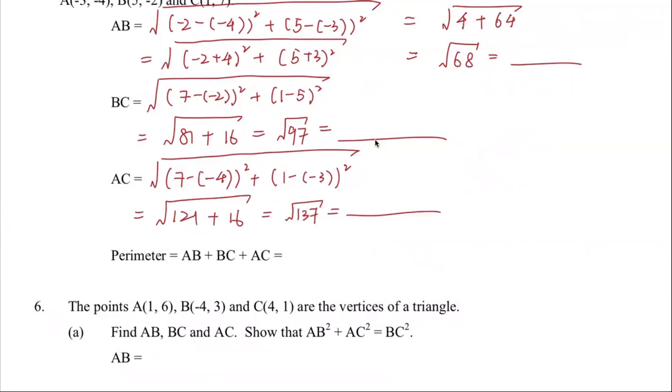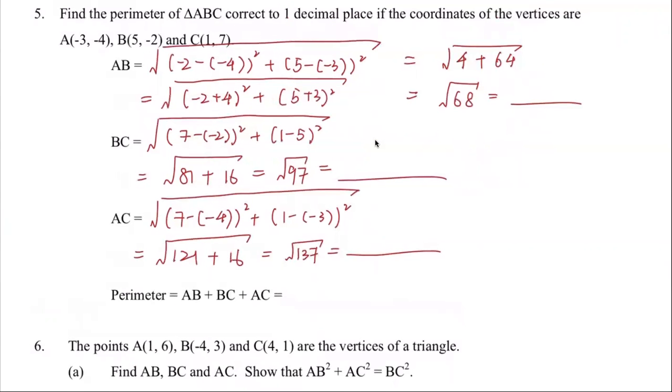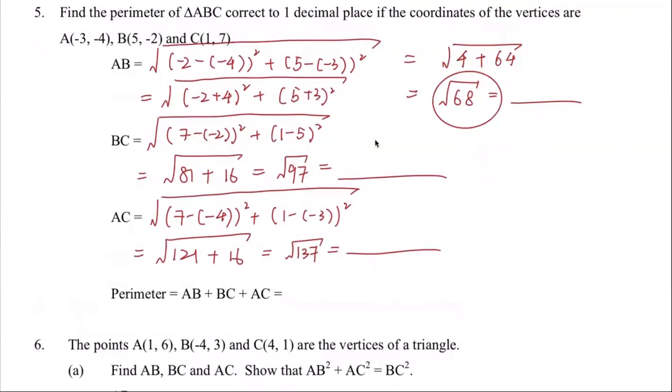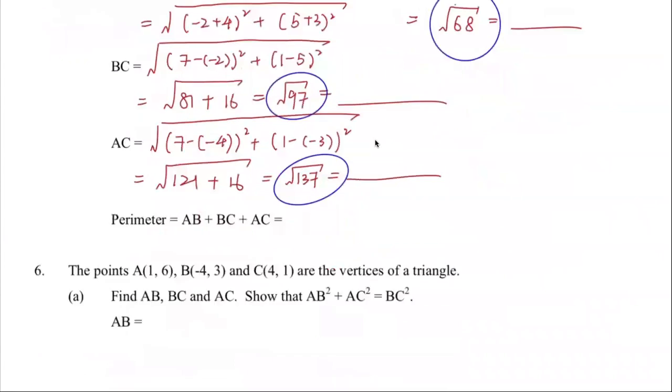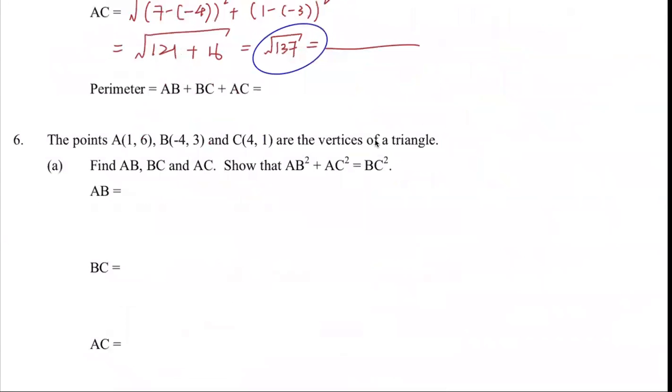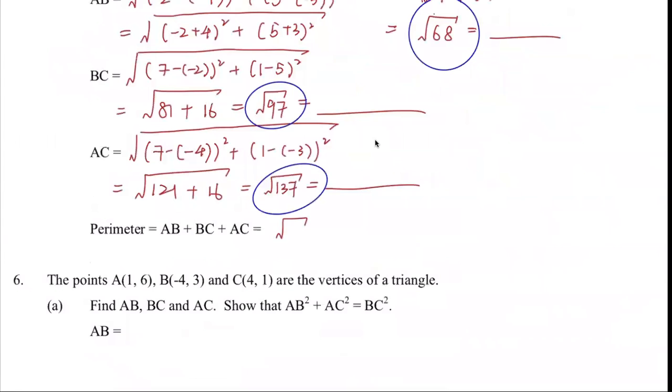Okay, so what are the lengths of these three sides? Square root of 68, square root of 97, square root of 137. So the perimeter of the triangle is equal to square root of 68 plus square root of 97 plus square root of 137. Okay, so that's question 5.